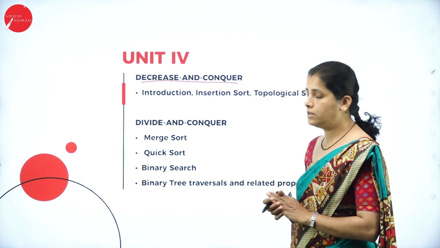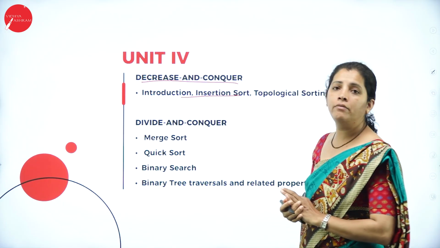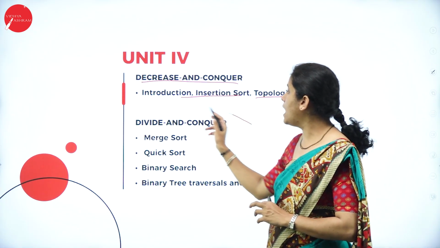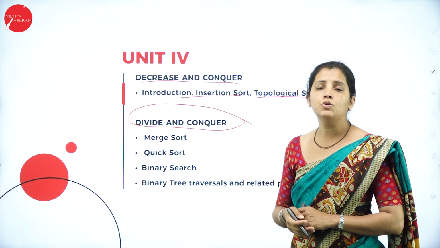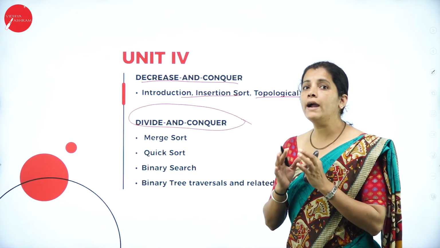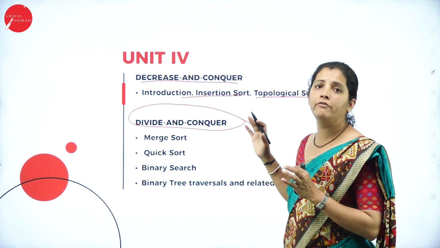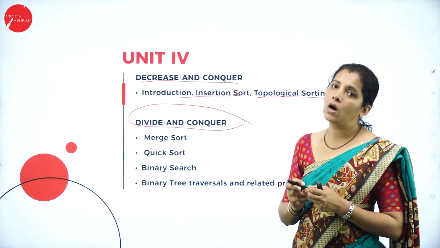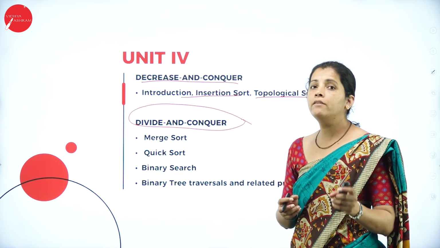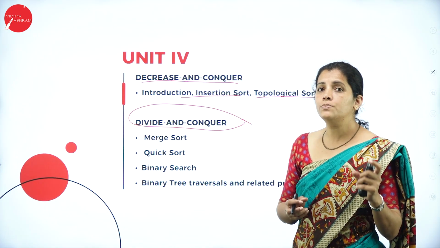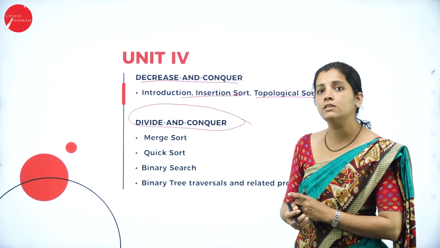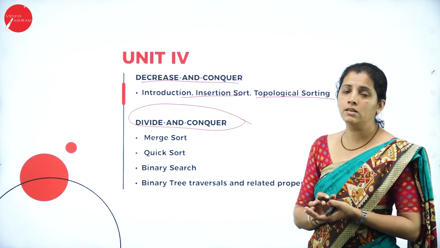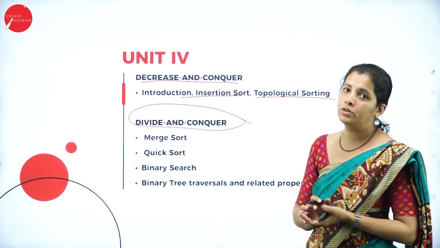Now, in my unit 4, I have decrease and conquer. Here we are going to have insertion sort, topological sorting, and at the same time we have divide and conquer. So what is divide and conquer? In the divide and conquer technique, whatever problem we have, we divide that problem into smaller subtasks or smaller modules, and we find the solution for each smaller module. And at the end, I'm going to club all the modules together to get my final solution.